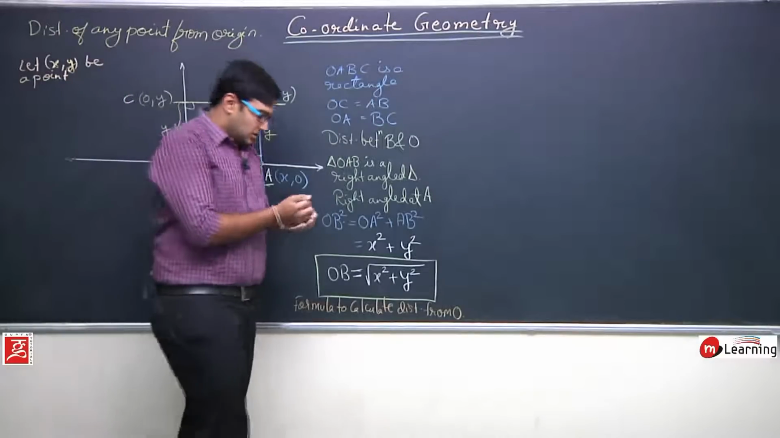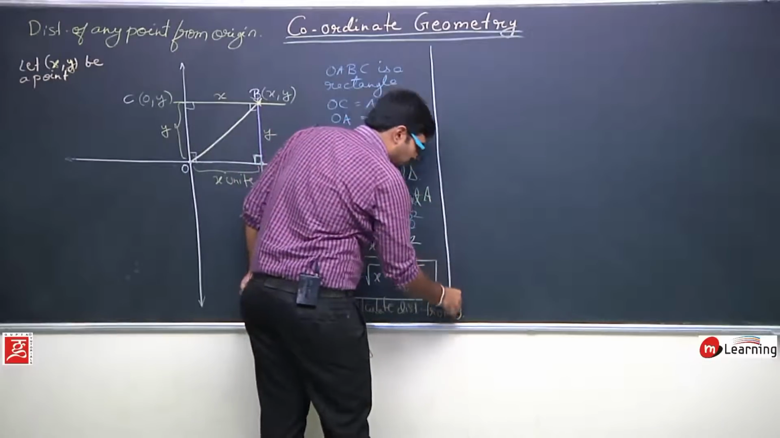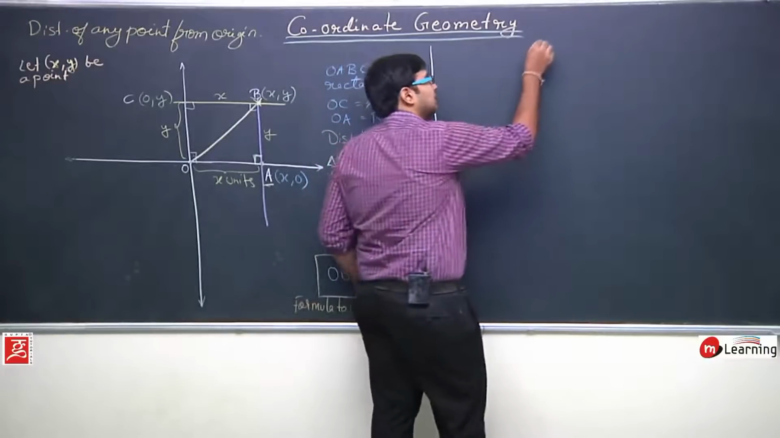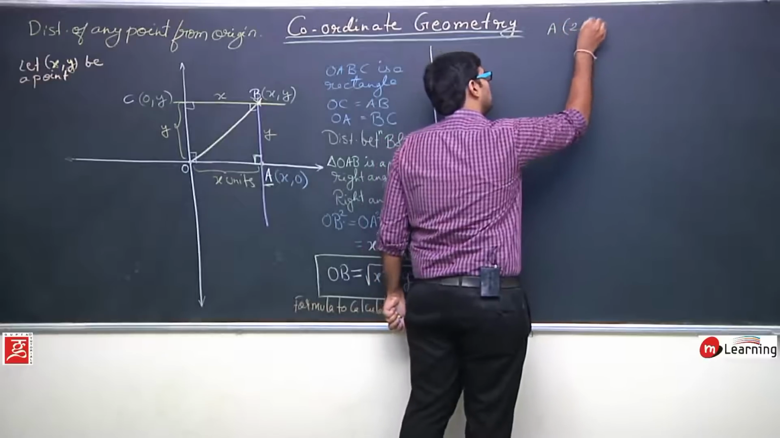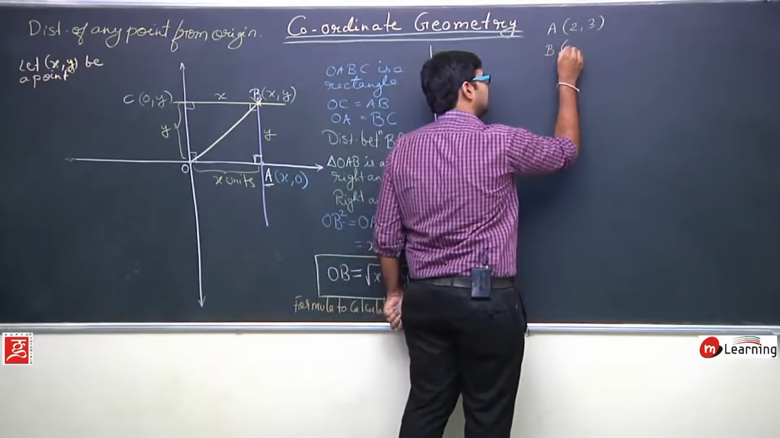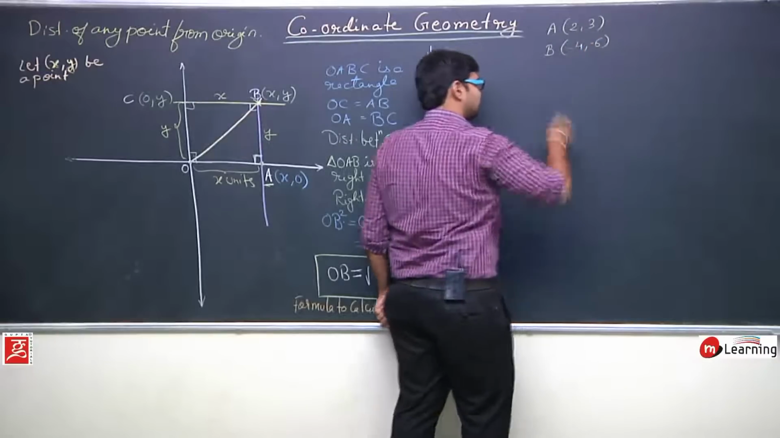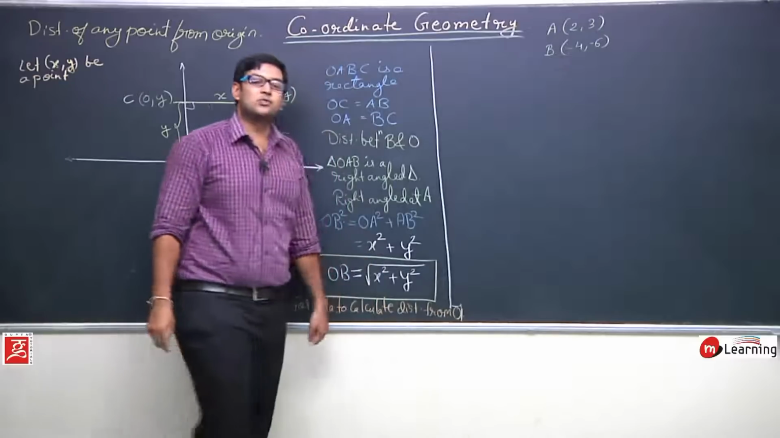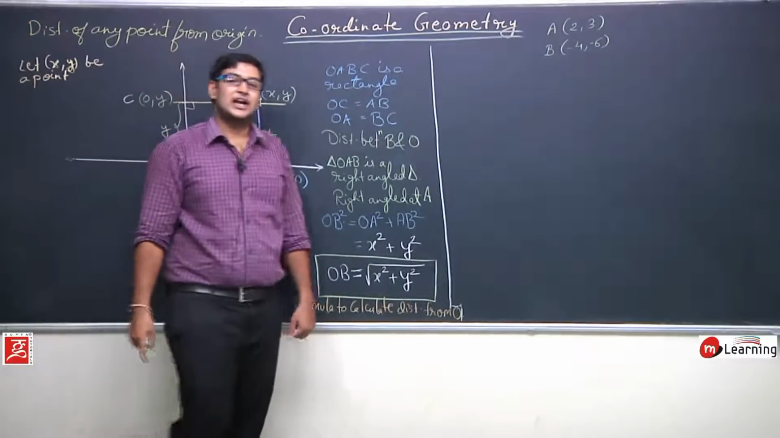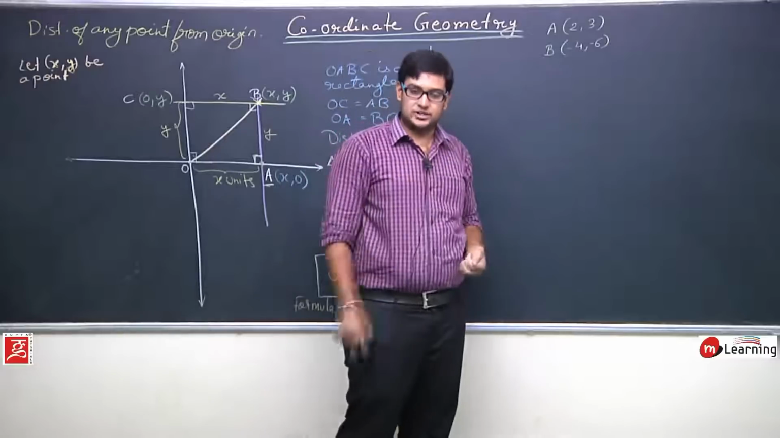Now let us make it more complex. Let us say I have 2 points. One is A (2, 3) and one is B, let us say (-4, -6). Let us say I have 2 points A (2, 3) and B (-4, -6), and I want to calculate the distance between these 2 points.